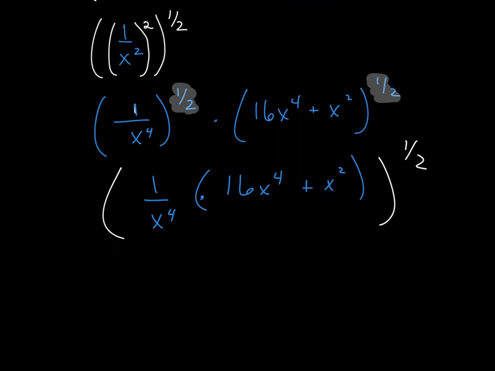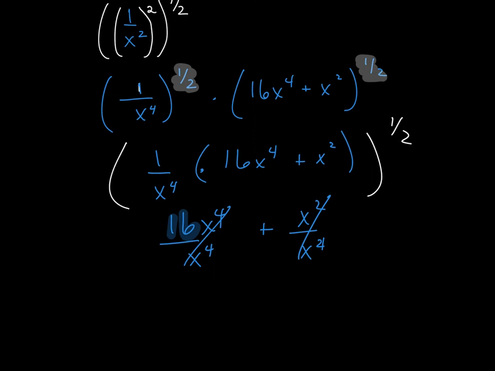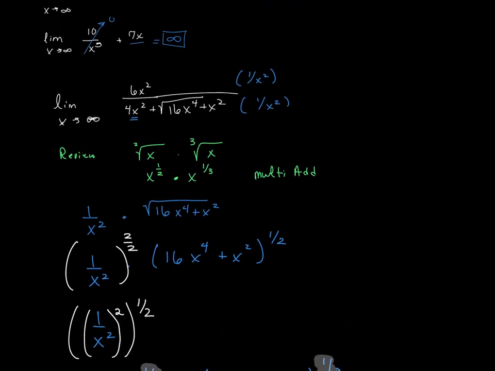So now inside here, I get 16x to the fourth over x to the fourth plus x squared over x to the fourth, which is equal to 16 plus 1 over x squared. So let's go ahead and bring that back up to where we need it. It's 16 plus 1 over x squared.